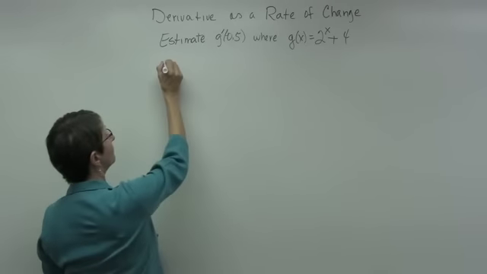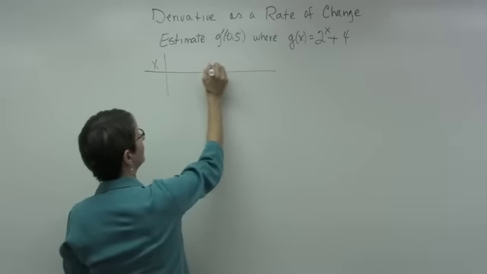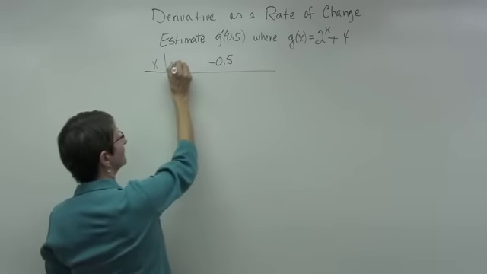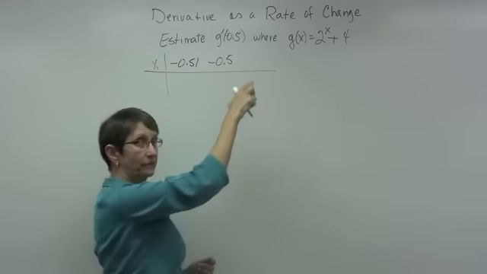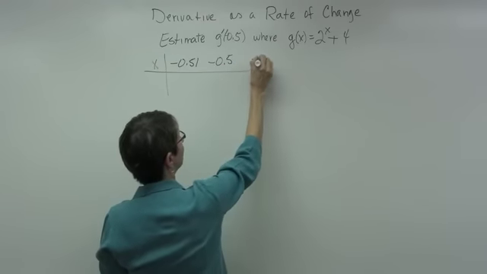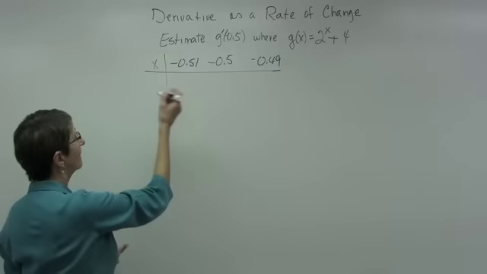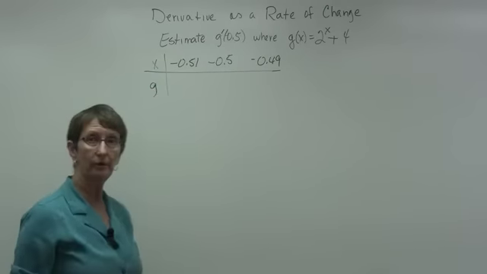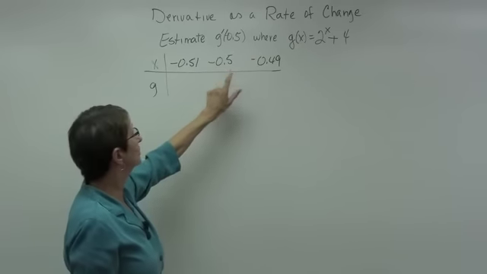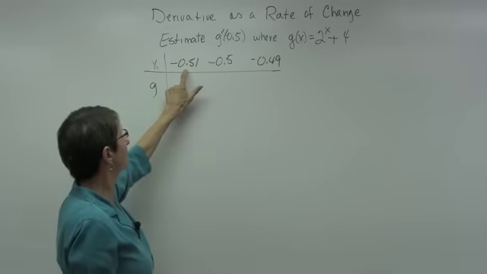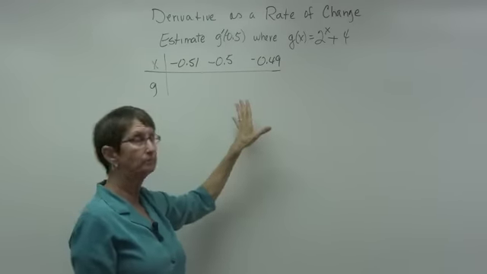So let me pick x values, say at negative 0.51, think of this as 50, and negative 0.49. And we need to find the y values, or the g values, that go along with those. I don't need the point in the middle. I'm using the shortcut method, which says pick a point close to it on either side and just use those two numbers and get the slope.